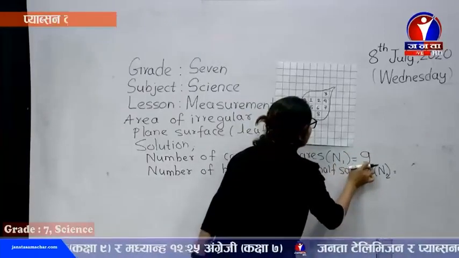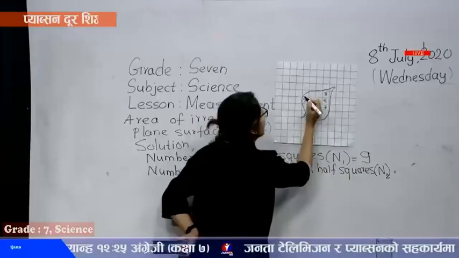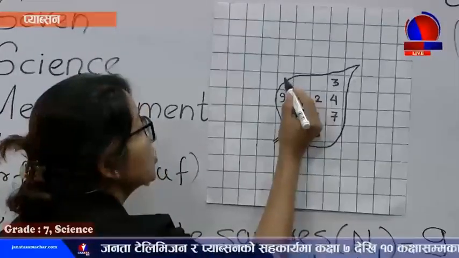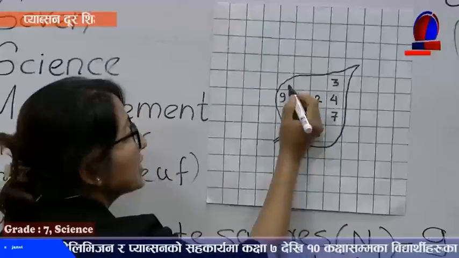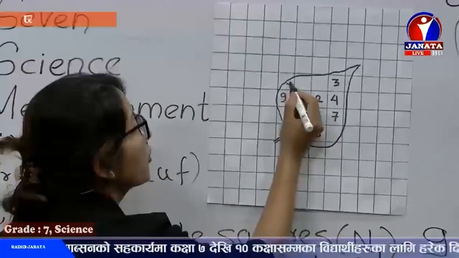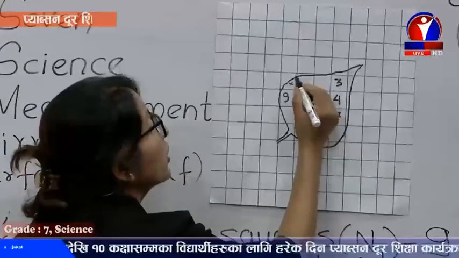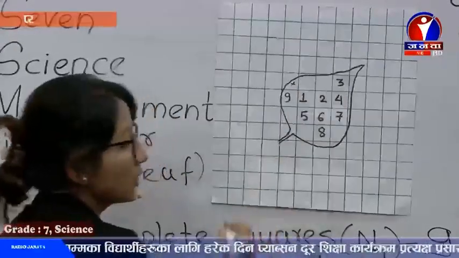Okay, now half and more than half. Now if you check this, see, this and this point if you take, this would come completely as half, but it seems like it's less than half, so we ignore it. Then this is more than half. See, this is a full square, so we count this as 1.